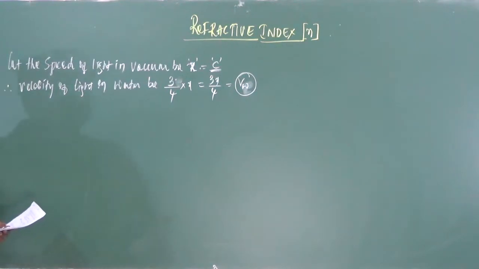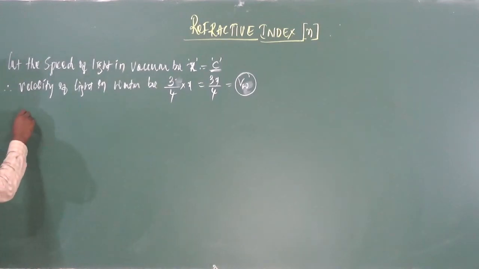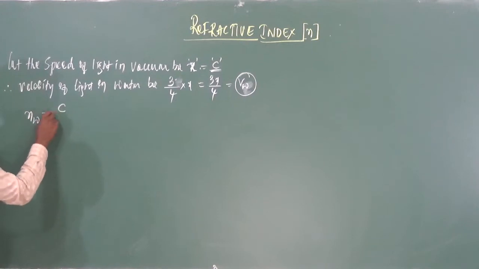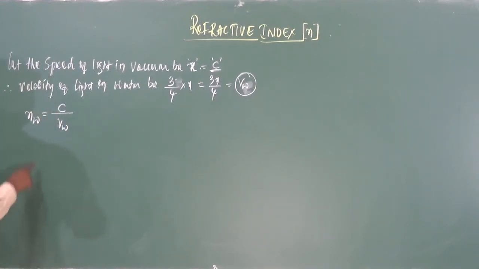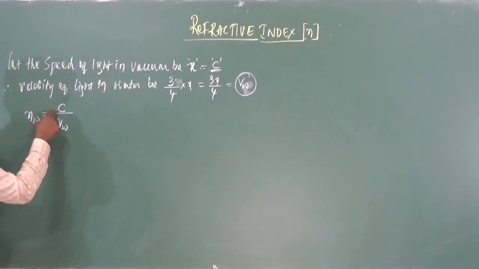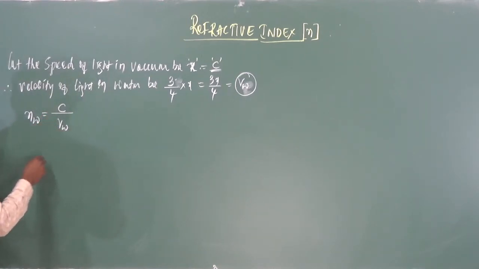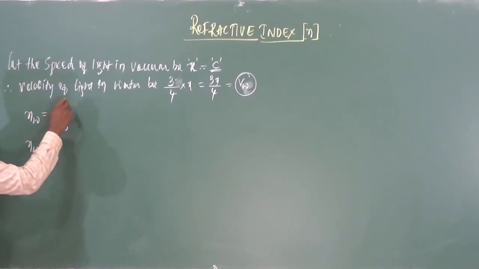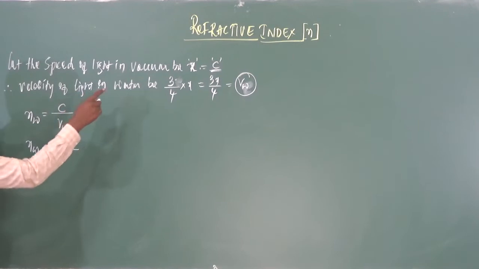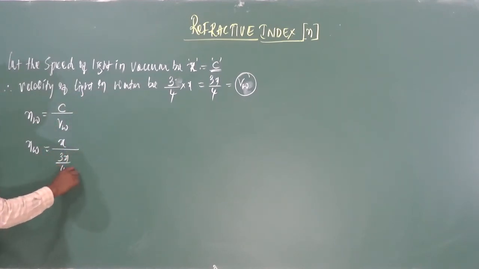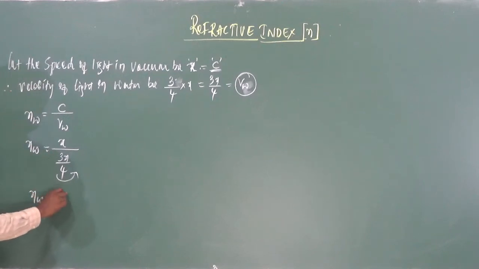So now find the refractive index of water. We have to find the refractive index of water. So refractive index of water, n represents the refractive index and w represents water. So refractive index of water is c by VW. That is, refractive index of water is equal to velocity of light in vacuum by velocity of light in water. So nw is equal to c, that is x, by velocity of light in water, that is 3x by 4. Let us take the reciprocal. So nw is equal to x by 1 into 4 by 3x, taking the reciprocal. x and x cancel.